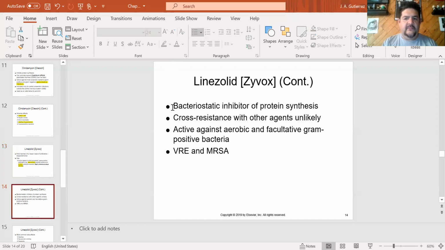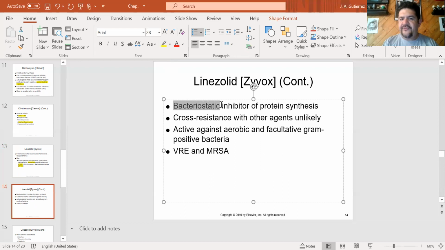So Linezolid is also bacteriostatic. That means it doesn't kill the bacteria, but inhibits growth and multiplication. And the highlight is that it is against VRE, vancomycin-resistant enterococci, and MRSA, methicillin-resistant Staphylococcus aureus. VRE are infections basically in the GI tract. That's where we're gonna see the most cases of VRE.